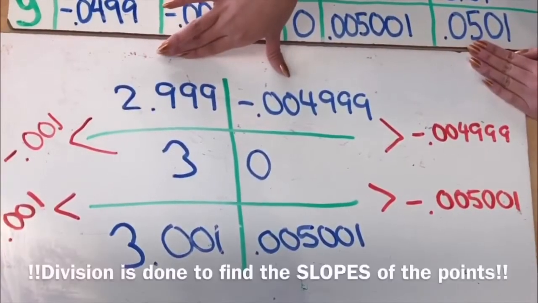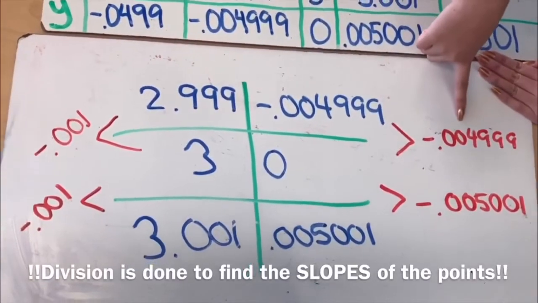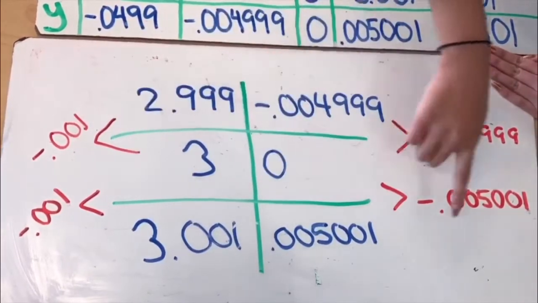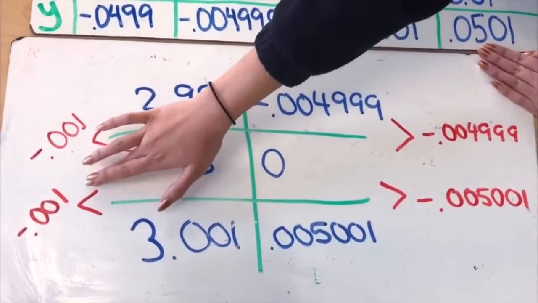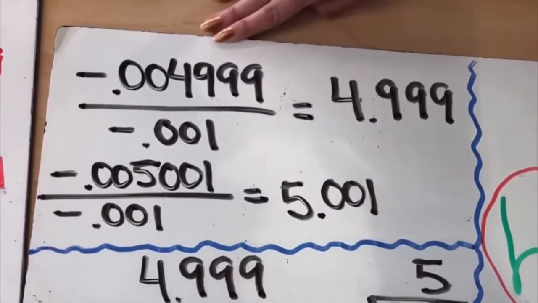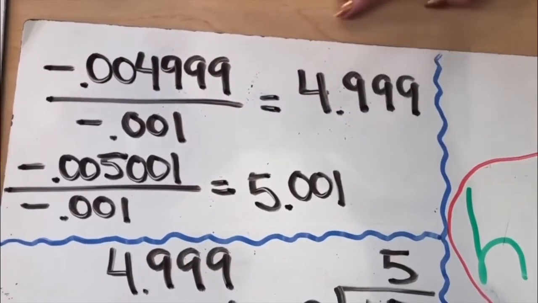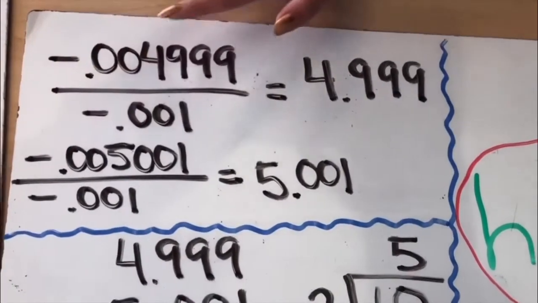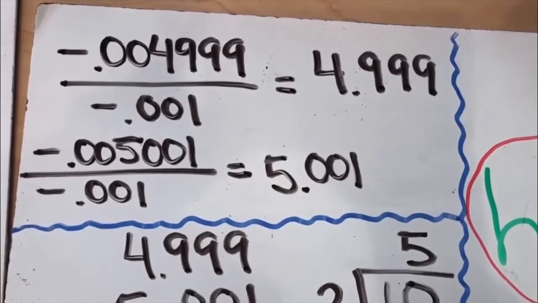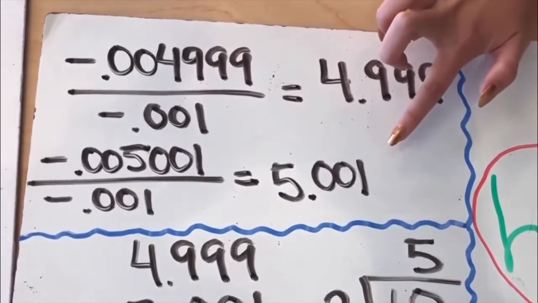The next step to finding the derivative at the point of 3 would be to take this number and divide it by the number you got over here, and this number divided by the number you got over here. So that would be negative 0.004999 divided by negative 0.001, and that'll get you 4.999, and negative 0.005001 divided by negative 0.001, and that will get you positive 5.001.